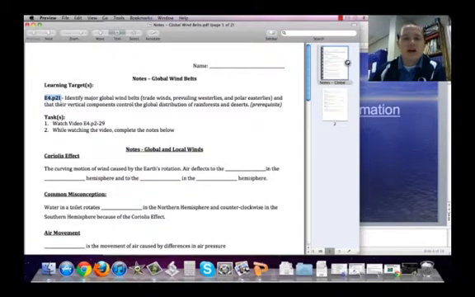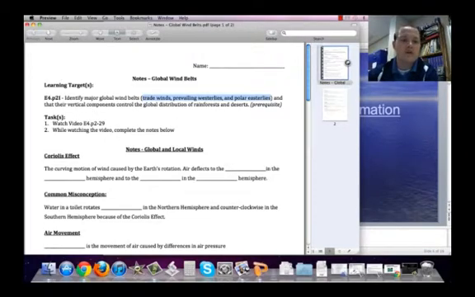With this concept and these learning objectives, we're going to be learning about major global wind belts, more specifically trade winds, prevailing westerlies, and also polar easterlies. Where they're located, what causes them, and how they affect our global climate because of their movement throughout the entire and around the entire Earth.